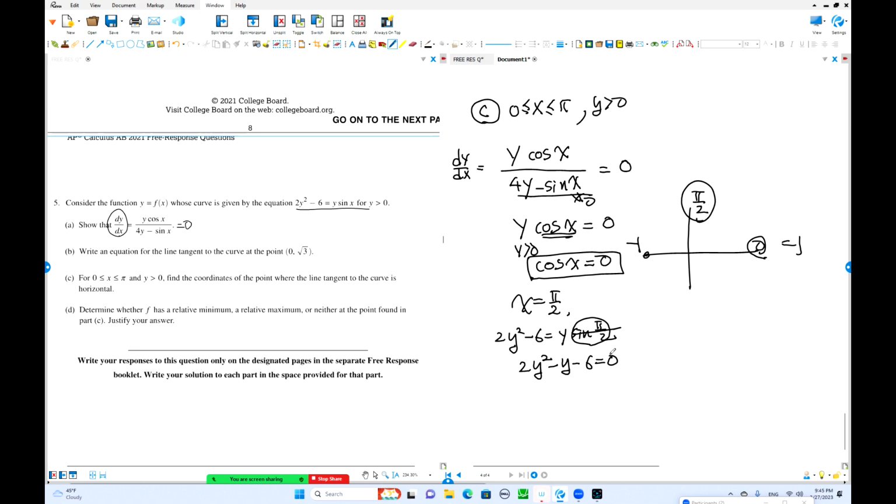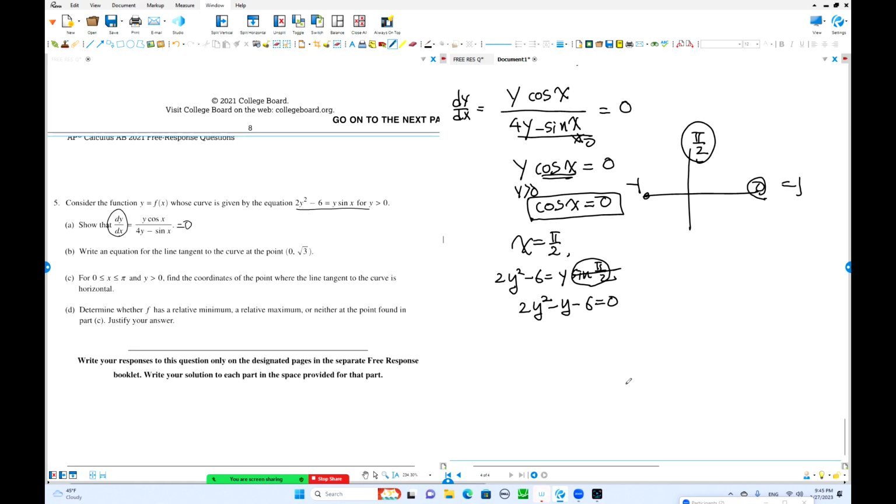So we're going to factor this one: 2y and y. This is minus 2, this is plus 3, so positive 3y, negative 4y, minus y, right? That is equal to 0. So y equals 2. The other is y equals negative 3 over 2.